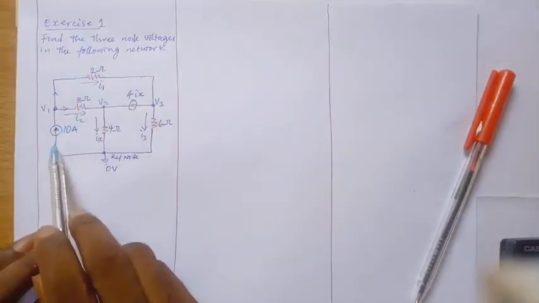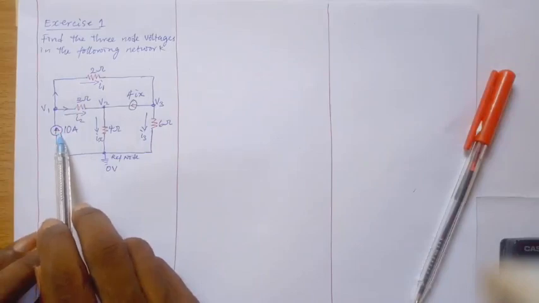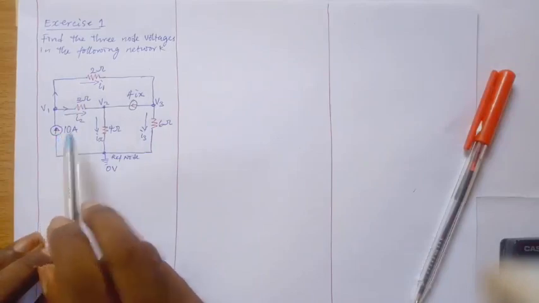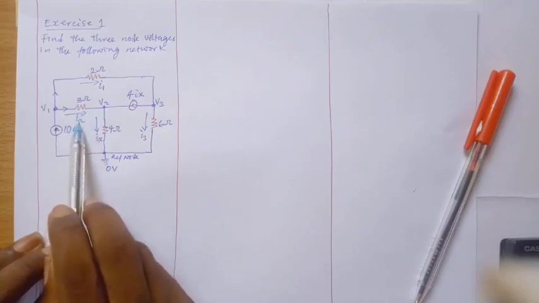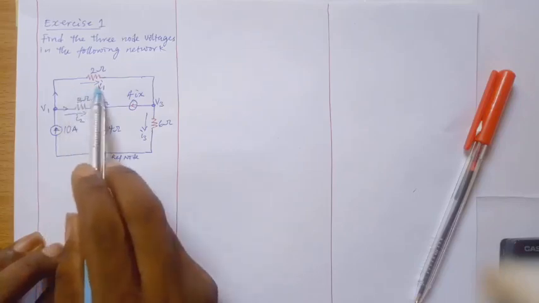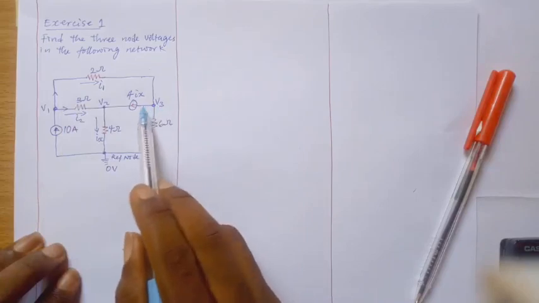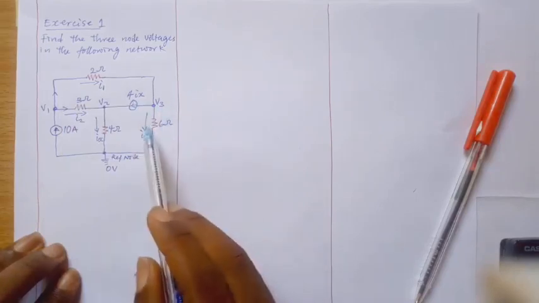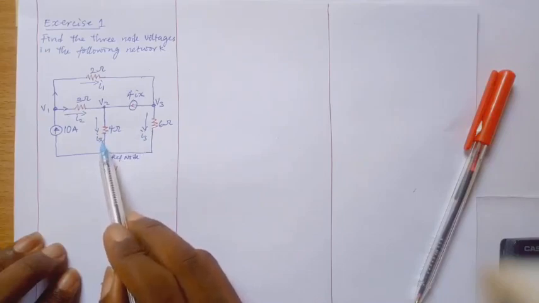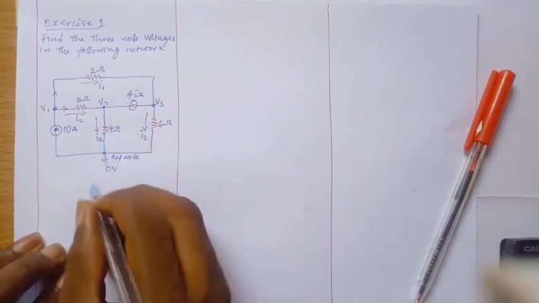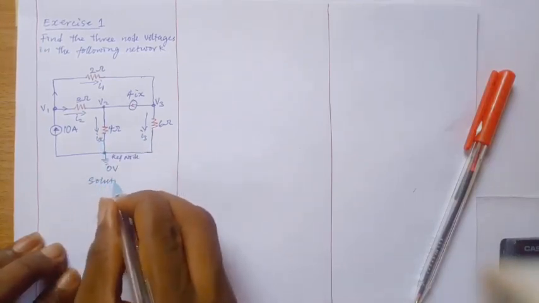The current flowing here, we already have the current source here, 10 ampere. Then the one flowing out here is I2, and this one is I1. This one is 4ix already, and this one is I3, and this one is Ix. Okay, now let's jump into the solution straight.